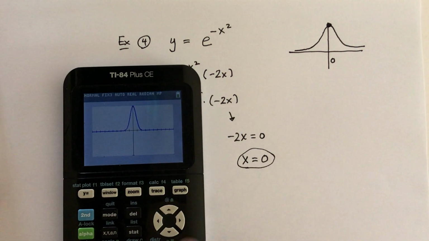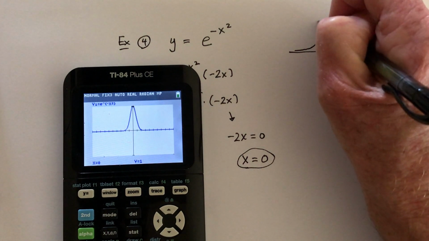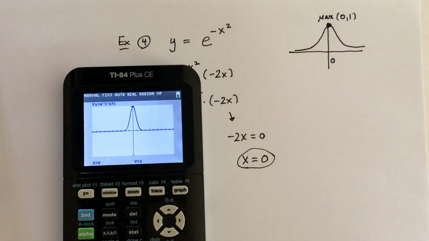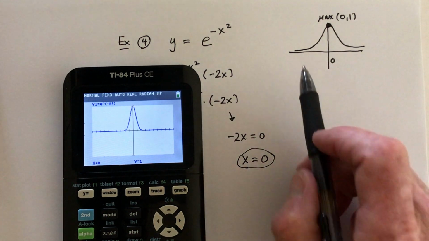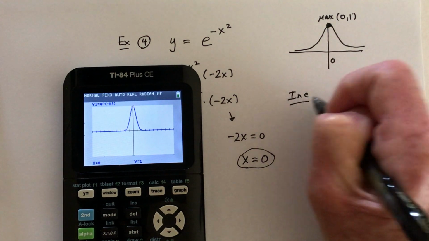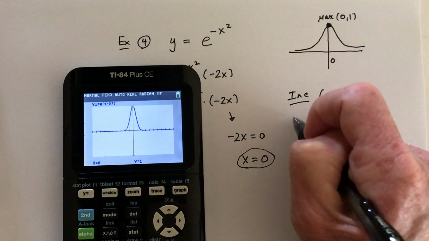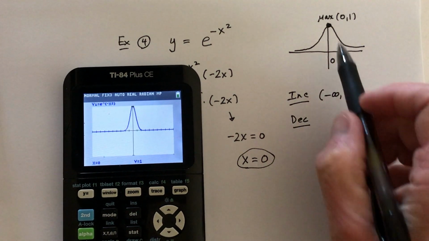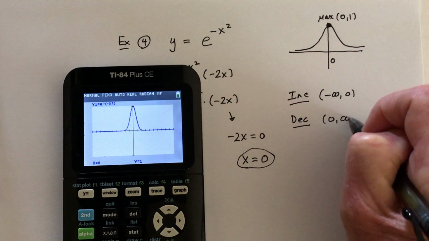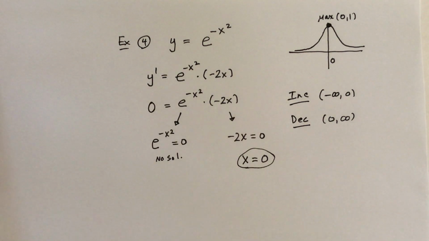And if I go back to the graph and trace and plug in 0, then that's at 0, 1. So there's a maximum at 0, 1. And then the left side is increasing. So for increasing, that would be from negative infinity until it gets to 0. And for decreasing, that would be the right side. So that's from 0 to infinity. And now we're done with the first derivative part.